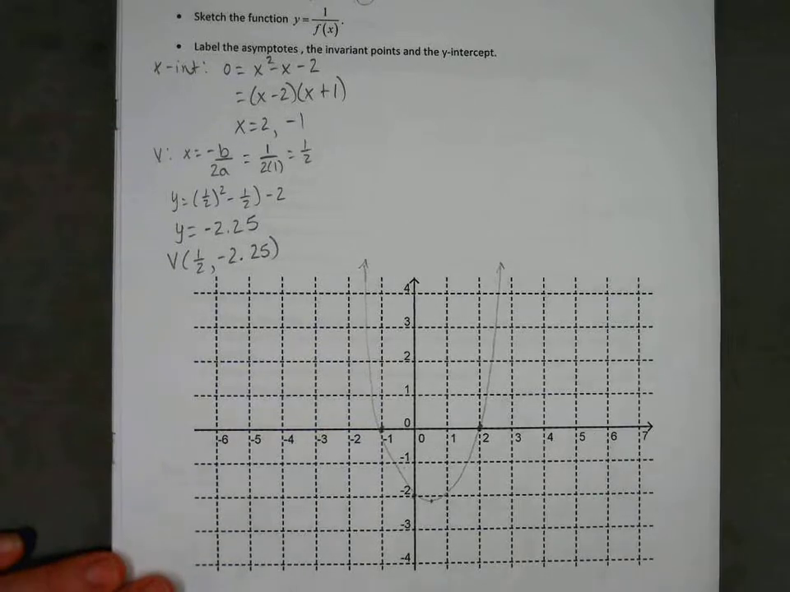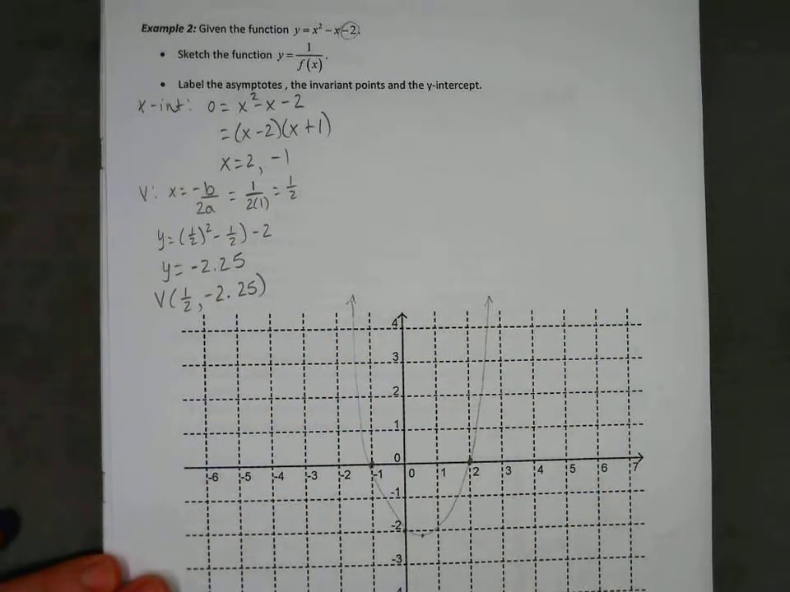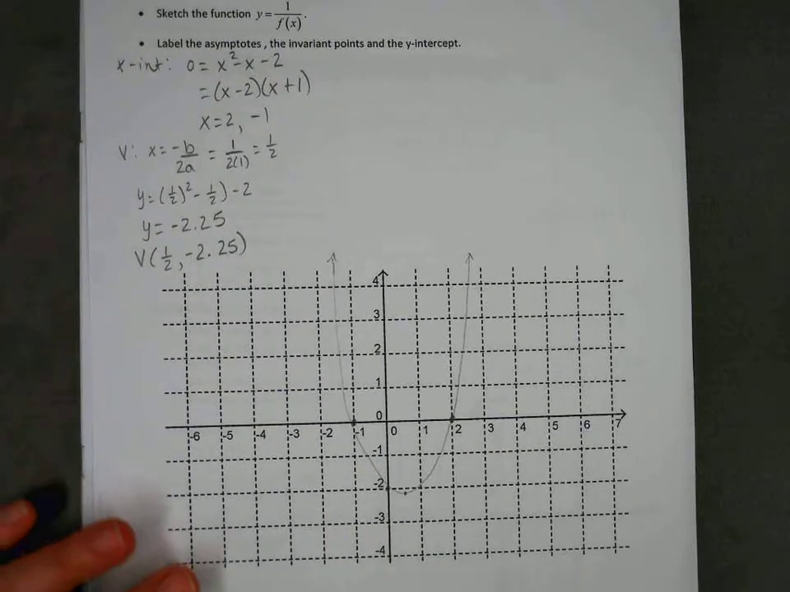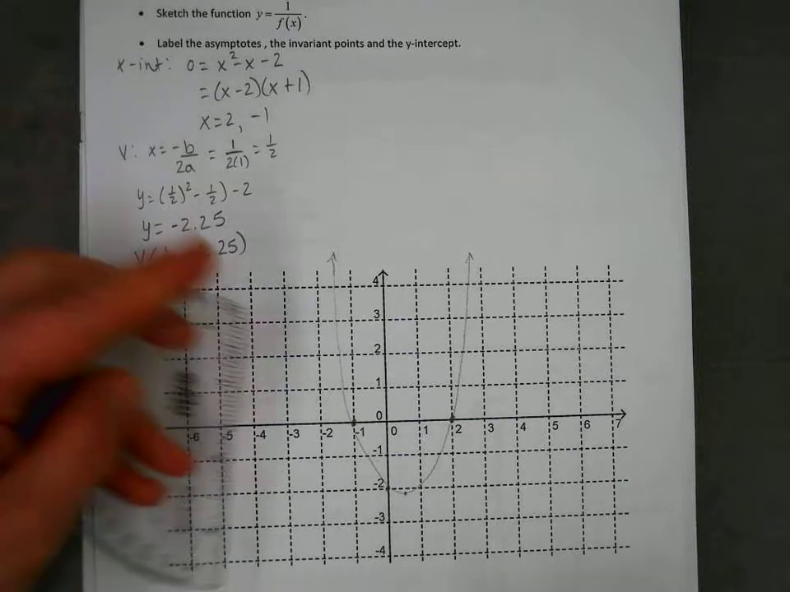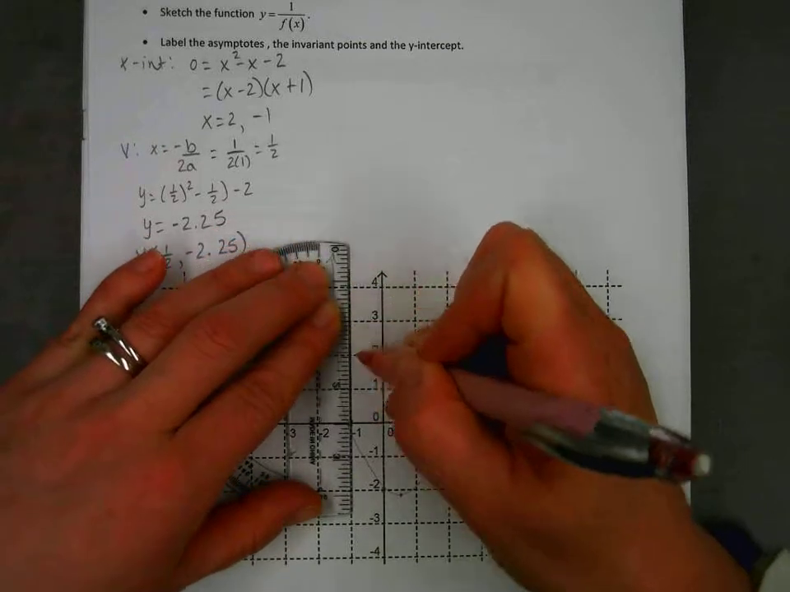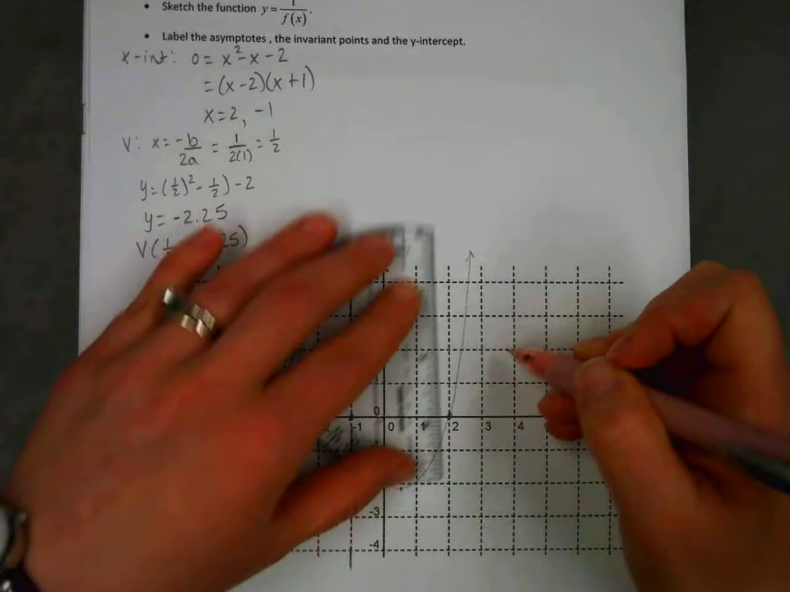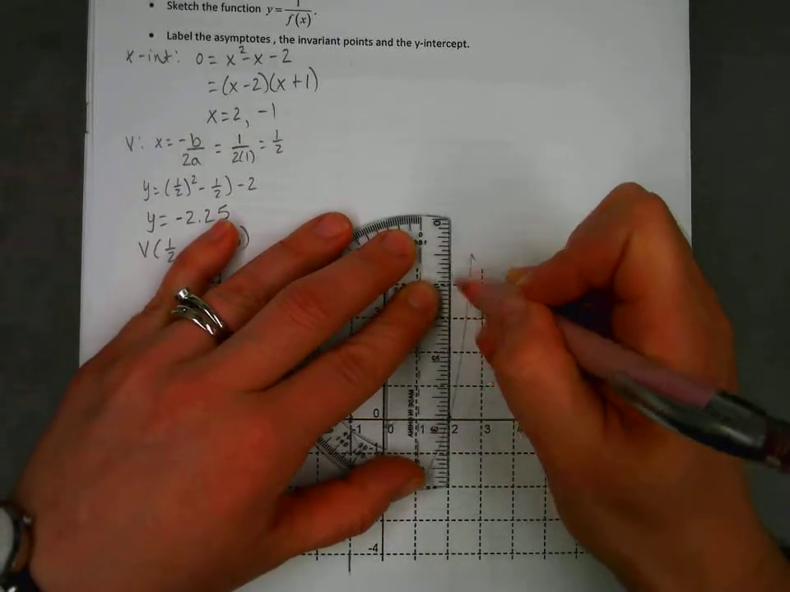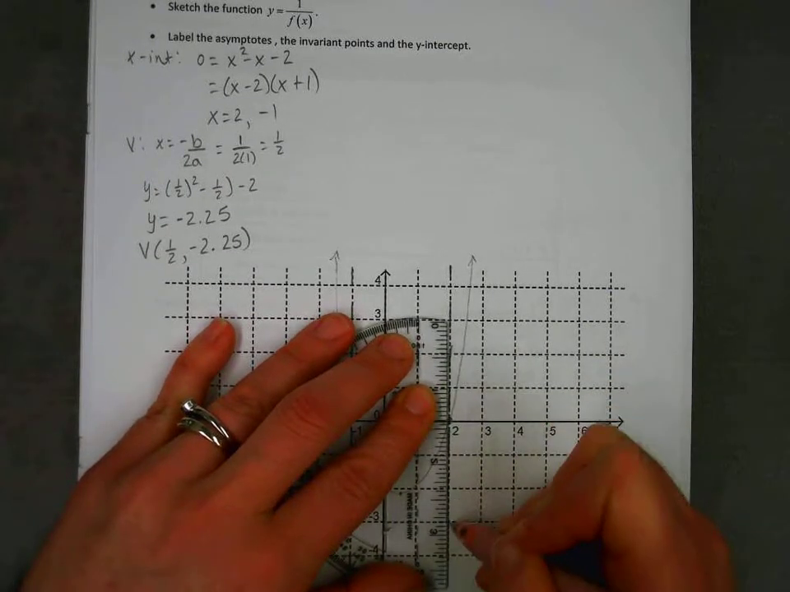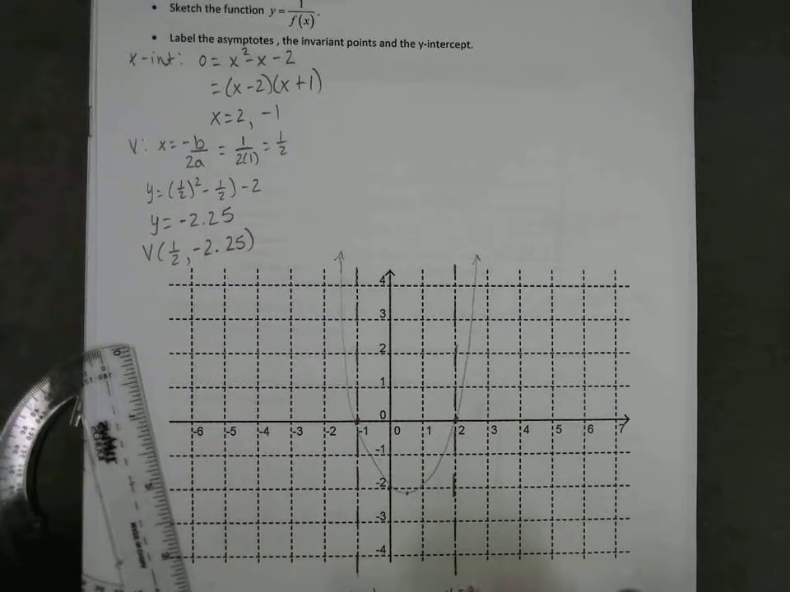Okay, so now that we have a sketch of my original function, I'm going to sketch my reciprocal function. The key to your reciprocal function is first to identify all of your asymptotes. My vertical asymptotes are going to occur at the x-intercepts, which are here, and at x equals positive 2. So x equals negative 1 and x equals positive 2.